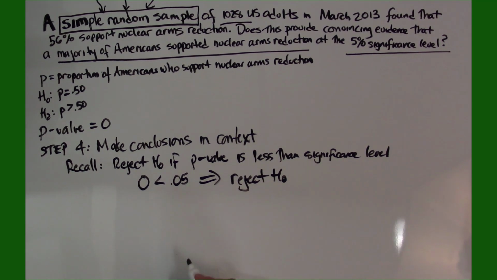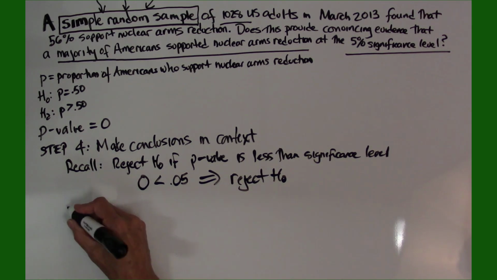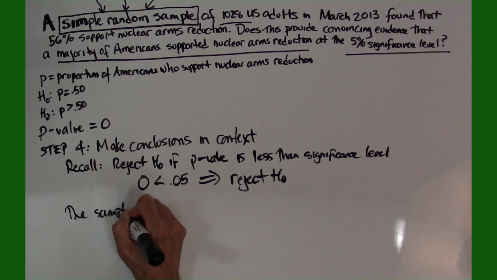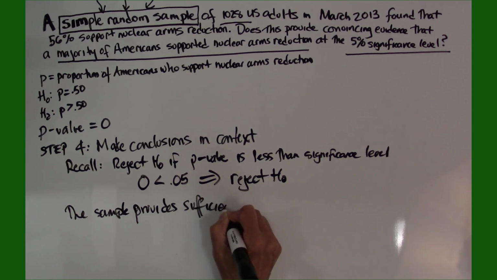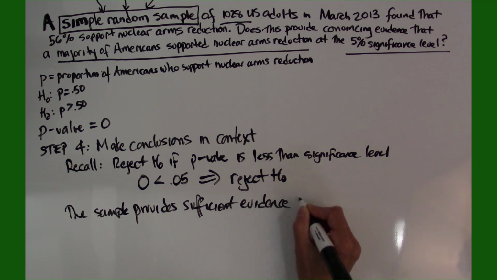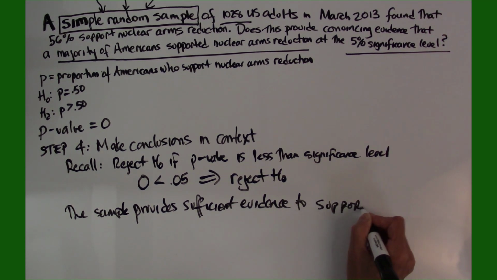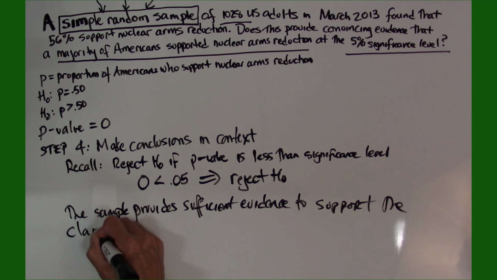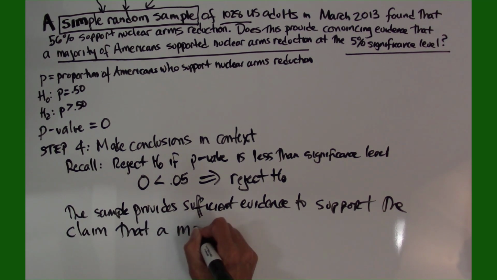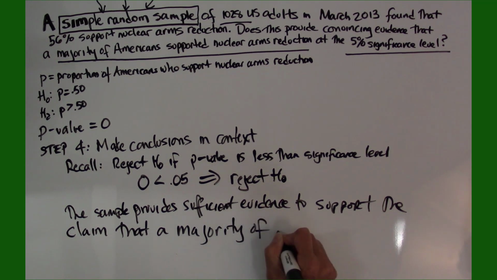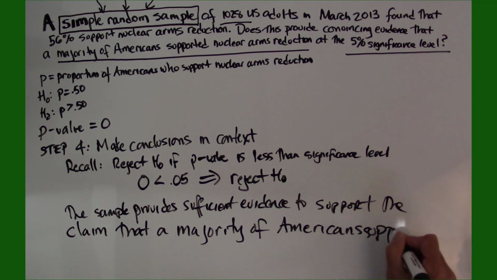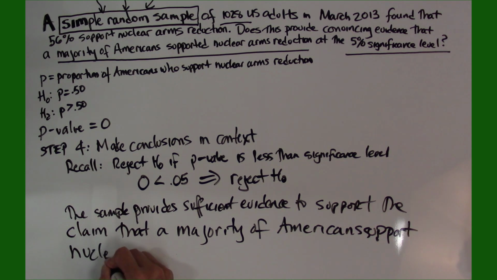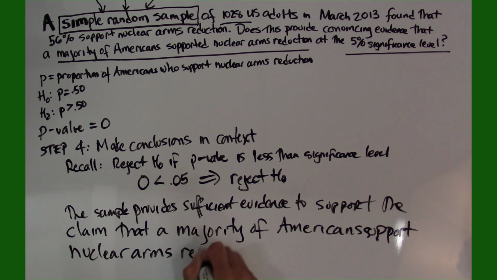All right, let's state our conclusion in context. We can reject our null hypothesis and say that the sample provides sufficient evidence to support the claim that a majority of Americans support nuclear arms reduction.